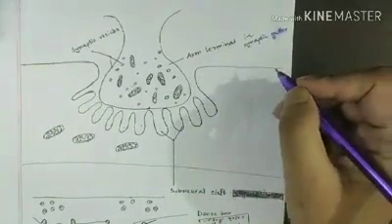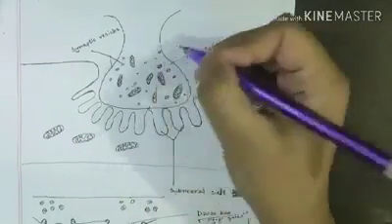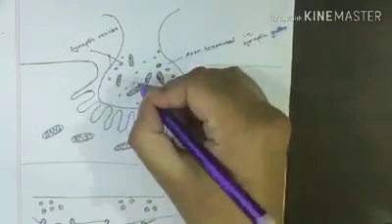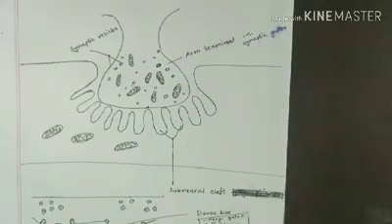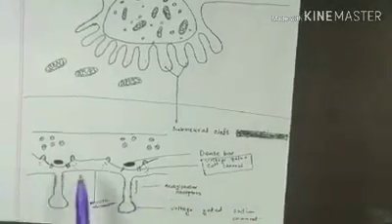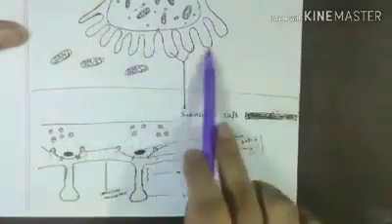This acetylcholine then gets stored inside synaptic vesicles. These dots you see over here are the synaptic vesicles. Now let's move on to here. This is a bigger picture of this one.